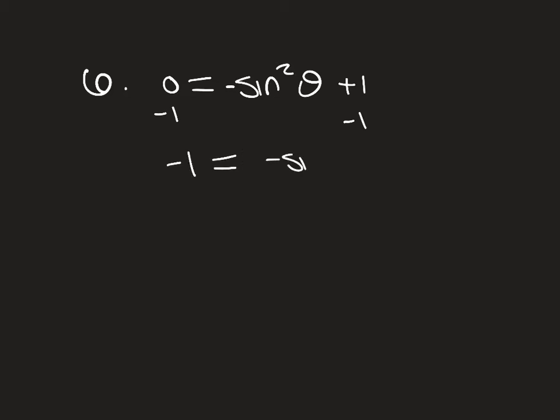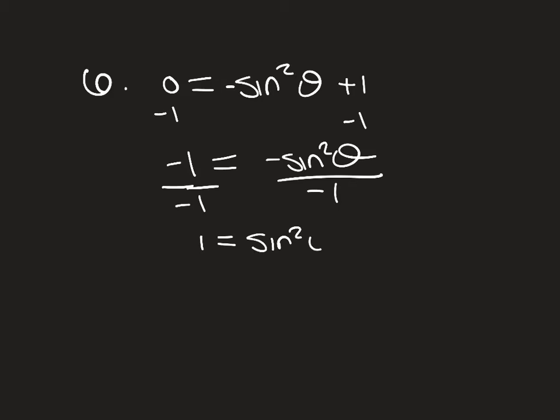Number 6 on my set of problems says 0 equals negative sine squared x plus 1, minus 1, minus 1. So negative 1 equals negative sine squared theta. Divide by negative 1, divide by negative 1. So 1 equals sine squared theta.